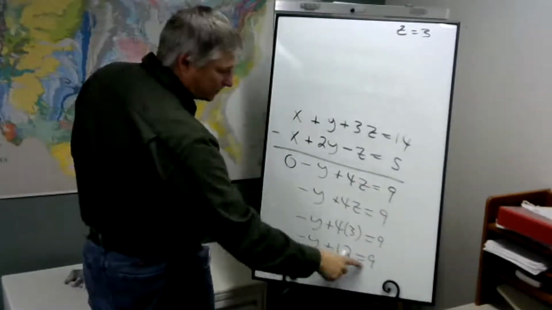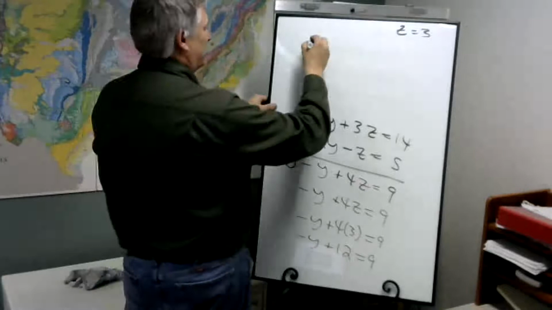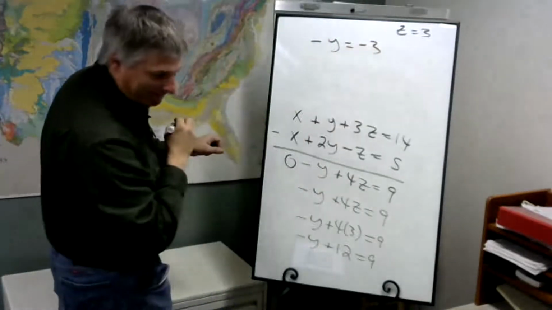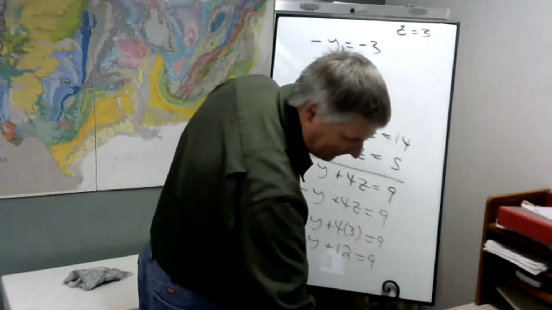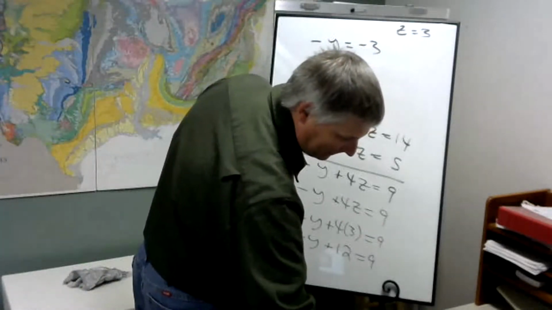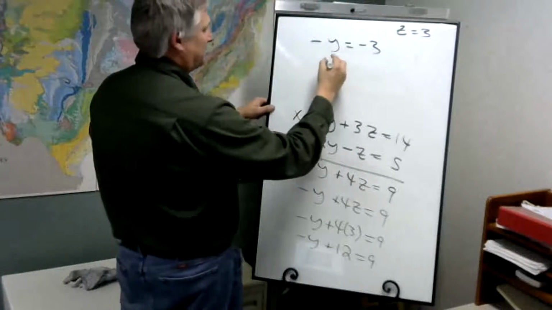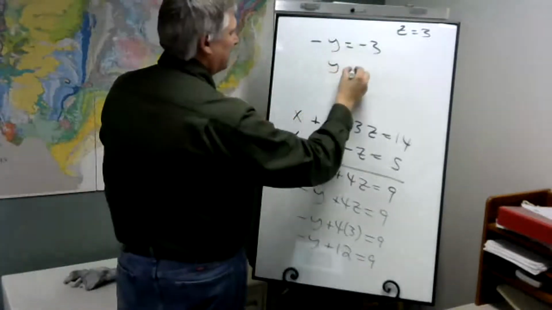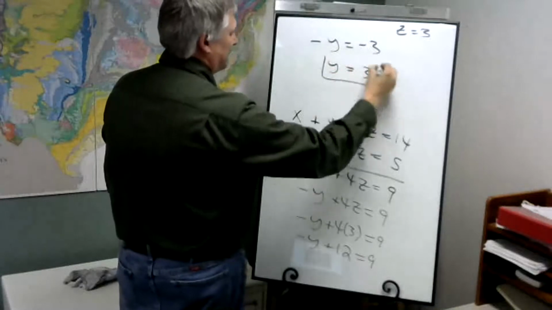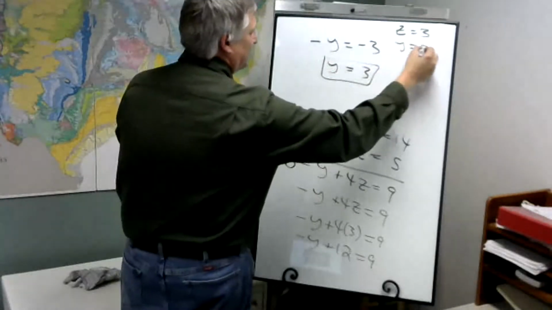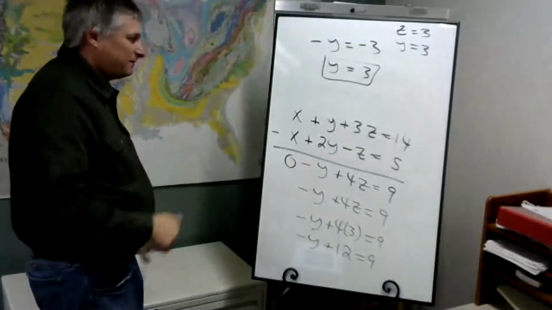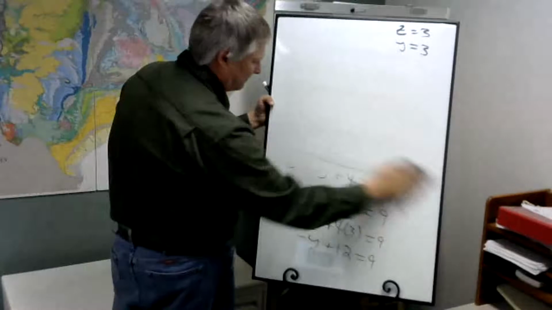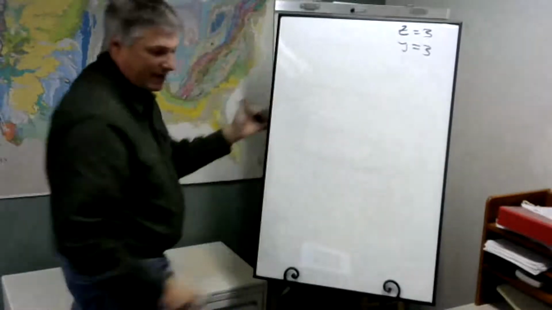So subtract 12 from both sides, we'll get negative y is equal to negative 3. And then we'll divide both sides by negative 1, or multiply both sides by negative 1. We get y is 3. So I'll put that over here, y is 3. So we figured out z and y. So now we just got to find x.